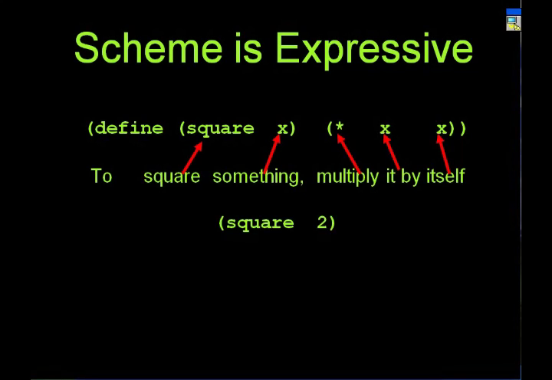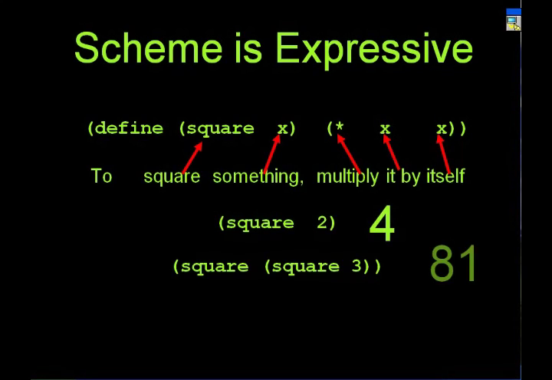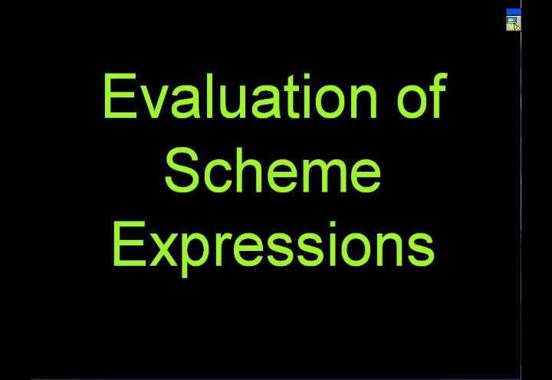So suppose I do square 2, what happens? Very good, 4. Square 3? 9. So square of square 3 does what? You square 3, you get 9, and then you square it again, you get 81. Very simple. From this example, it should be quite clear that there's a way of evaluating this Scheme expression.